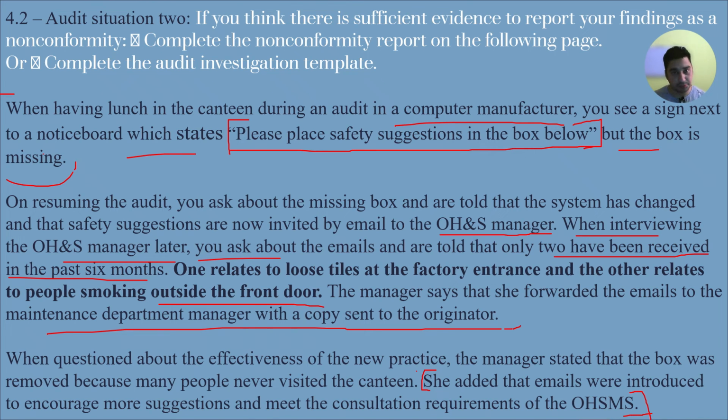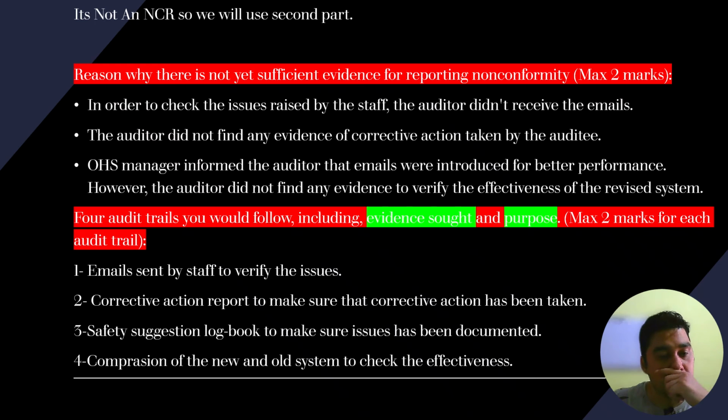Okay, clear? Now let's move to the next slide and see how we have to answer. It is not an NCR, so we will use the second part, the audit investigation. The reason why there is not sufficient evidence for reporting a non-conformity. It is a 2-mark question. It is asking why there is not sufficient evidence. Why are you thinking that there is not sufficient evidence to raise an NCR? You have to mention that here.